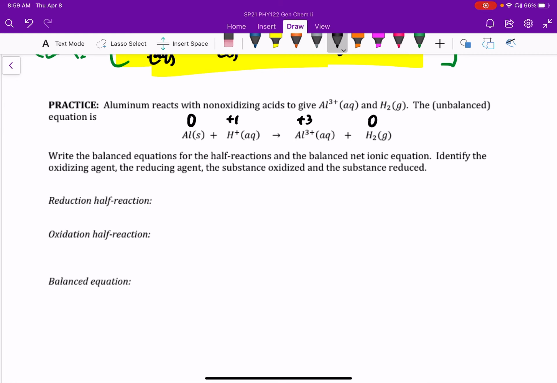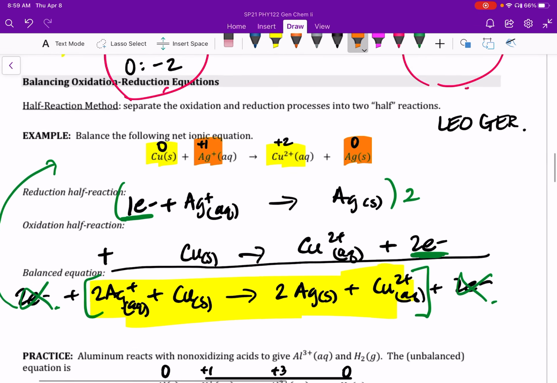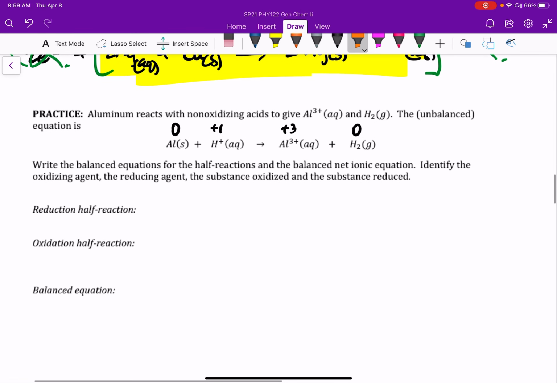The next thing I want to do is look at what's reduced and what is oxidized. Sticking with the orange for the thing that was reduced, I have hydrogen, and my oxidation number goes down. So it's the thing that's gaining electrons, and that's our reduction half reaction. So I'm going to go ahead and write that here. It goes to my hydrogen gas.